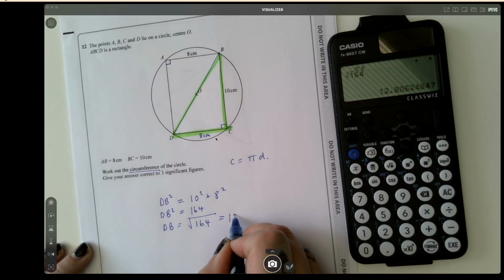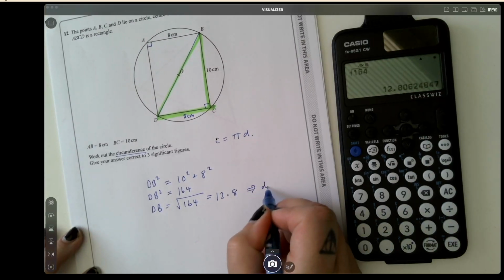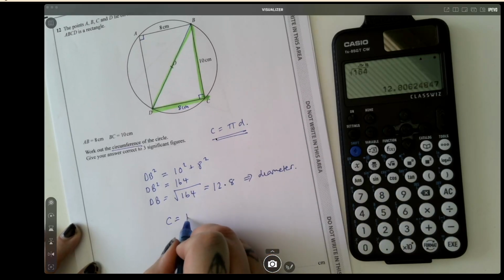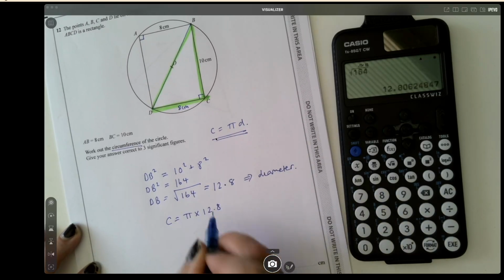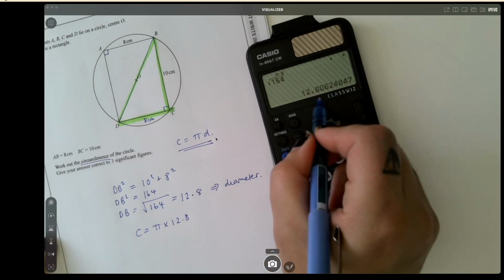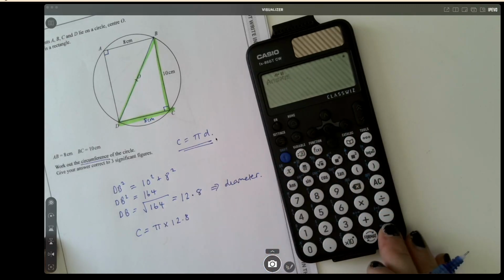So the diameter is 12.8. I'm going to leave it there for that one. So this is the diameter. Now we can work out the circumference. So the circumference equals pi times the diameter. I've actually left it in my calculator. So even though I've rounded it here, it's staying quite accurate. So I'm multiplying by pi.